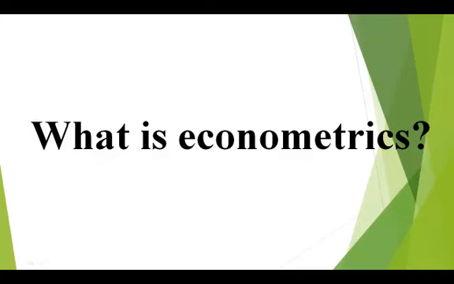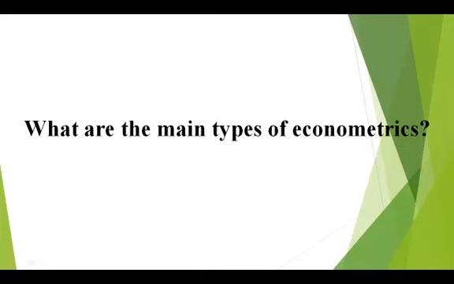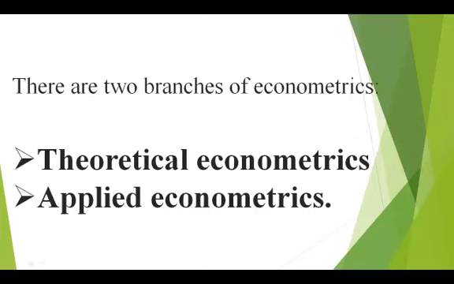What is econometrics? Econometrics is the use of statistical and mathematical models to develop theories or tests existing hypotheses in economics and to forecast future trends from historical data. What are the main types of econometrics? There are two branches of econometrics, theoretical econometrics and applied econometrics.